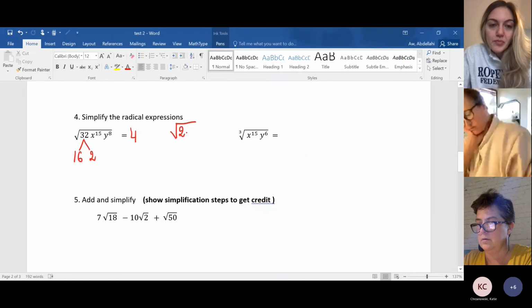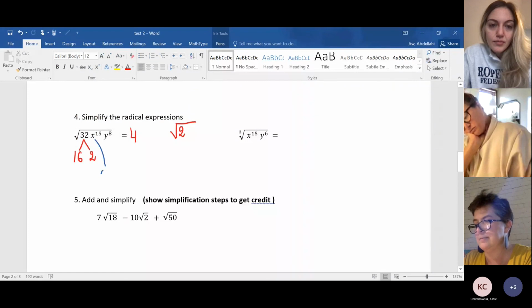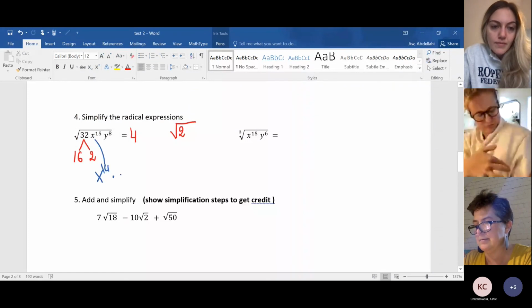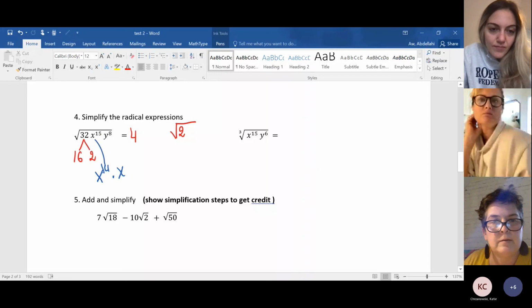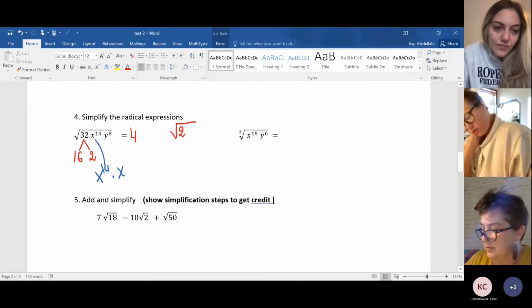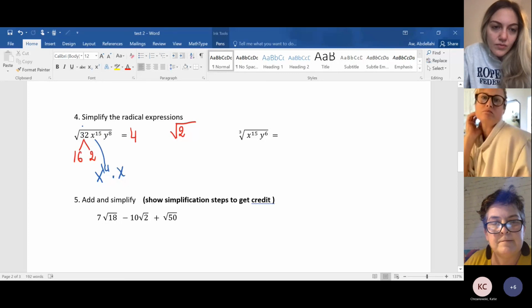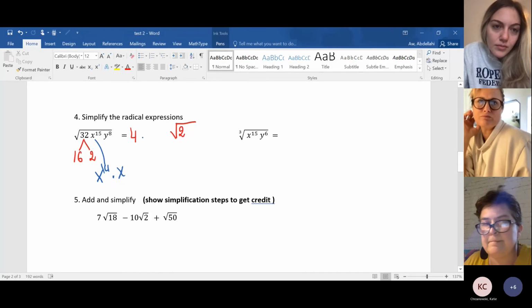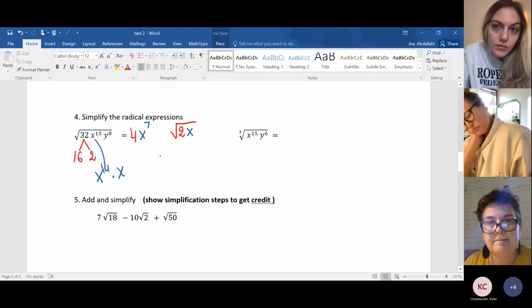X to the 15th, we're going to break it down as X to the 14th times X, right? The 14th is even, so X to the 14th is a perfect square, so we can get it out. But what does square root do to even exponents? Do you remember? Divides it by 2. A square root divides even exponents by 2. So it's going to be X to what power then? The 7. The other one is not eligible to go out, it stays inside.